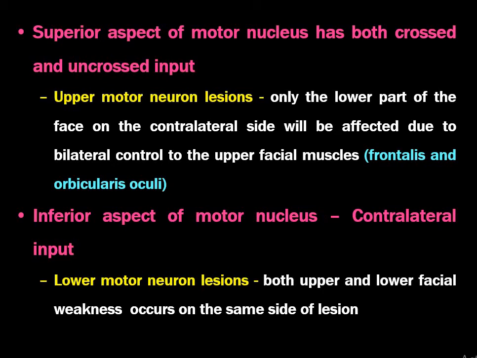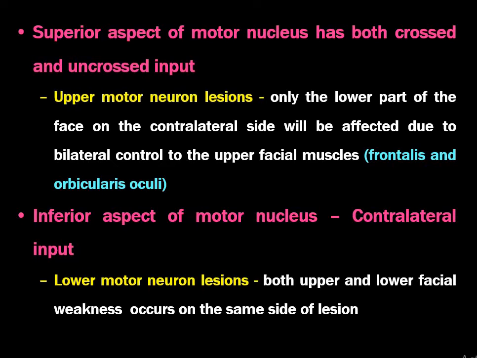The superior aspect of the motor nucleus has both crossed and uncrossed input. Therefore, in case of upper motor neuron lesions, only the lower part of the face on the contralateral side will be affected due to bilateral control to the upper facial muscles, frontalis and orbicularis oculi.